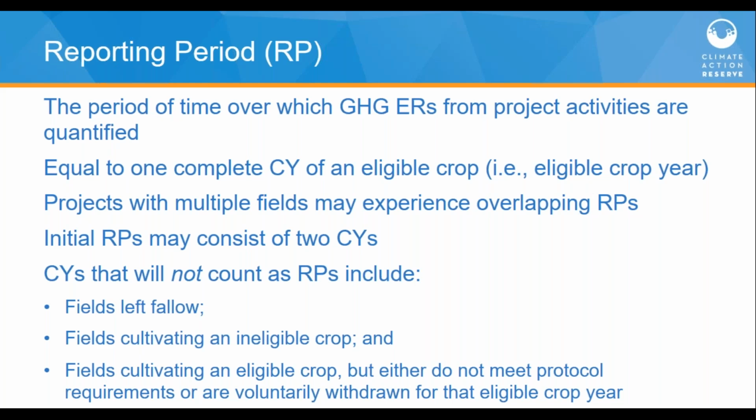But what's important to note here too is instances or years that would not count towards a reporting period, which would include any time a field is left fallow, or the field is cultivating an ineligible crop, for example, soybeans, possibly in a rotation with corn or wheat or another eligible crop. And if fields are cultivating an eligible crop but either do not meet the protocol requirements or are chosen to be withdrawn for the year, those situations would not count as a reporting period, though I must note continuous monitoring and reporting is required throughout.